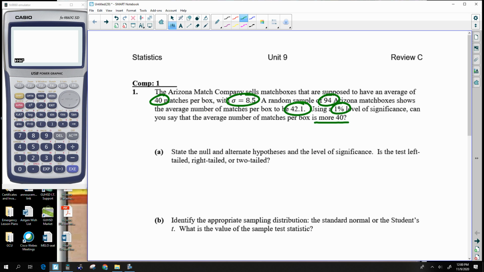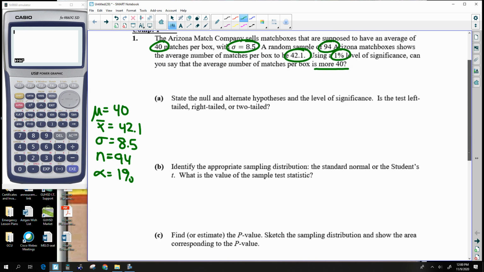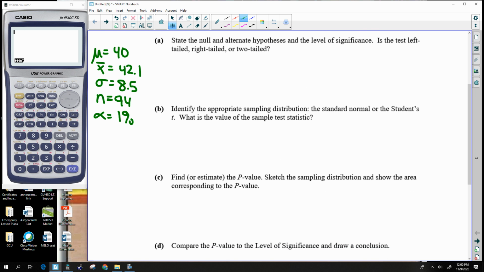All right, so that says that the average that we accept is 40. Our average, however, is showing 42.1, and a standard deviation that is a sigma of 8.5. Sample size was of 94, and we want a 1%. Okay, so this is going to be ultimately a standard normal with a z-score because it's a sigma.